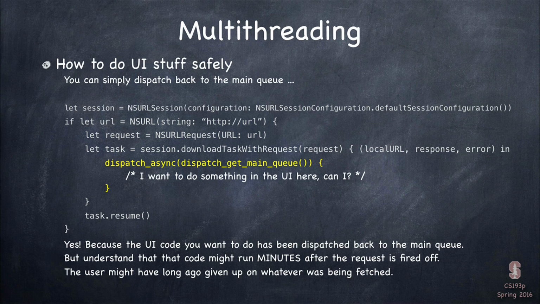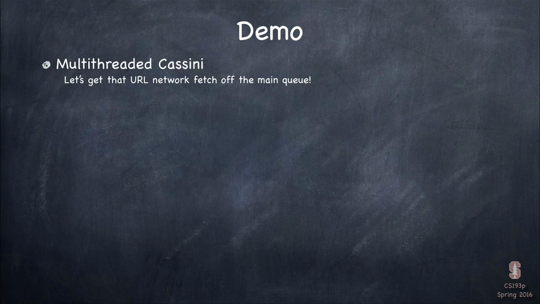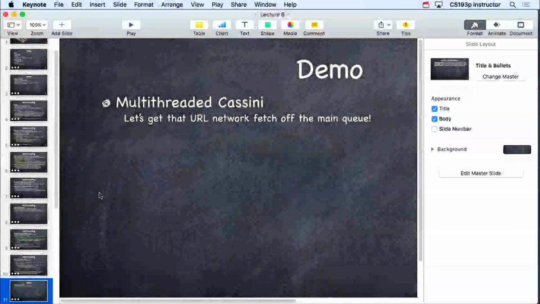So we will talk a little bit about this. You're just going to run into occasional iOS APIs that take these closures and they're asynchronous, and you just have to know that if you want to do anything in the UI, you're going to have to dispatch async back to the main queue. All right, so let's do a demo of this where we fix Cassini. Let's make Cassini so that its UI is always responsive even while it's off downloading these things.